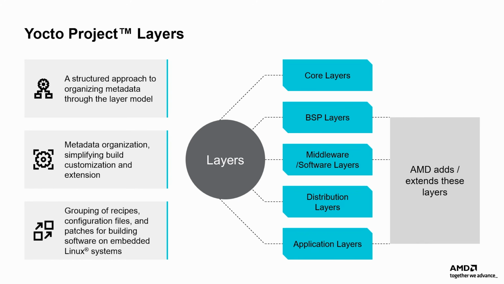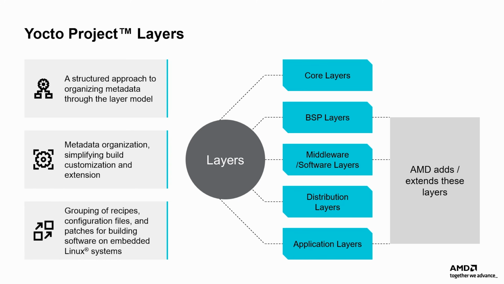Yocto Project layers are categorized based on their functionality and role in the build system. Core layers include meta, which provides essential metadata from OpenEmbedded-Core, OE-Core, meta-poky for Poky-specific configurations, and meta-yocto-bsp, which includes reference board support packages for platforms like QEMU x86-64 and QEMU ARM.